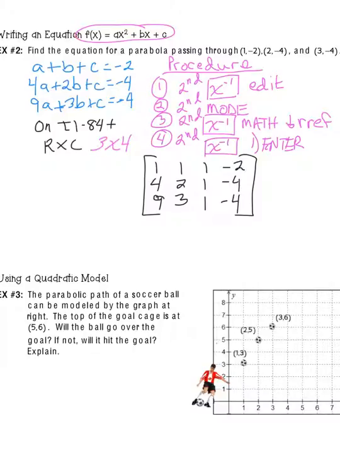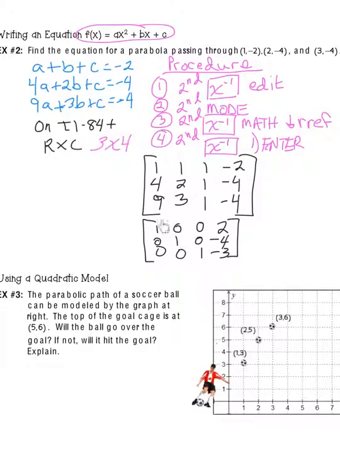From there, you're looking at your home screen. It says RREF parentheses, and it's got the matrix A name there. You have to hit enter one more time, and it's going to give you the following answer. Okay, so that's where we're going to find our answer.